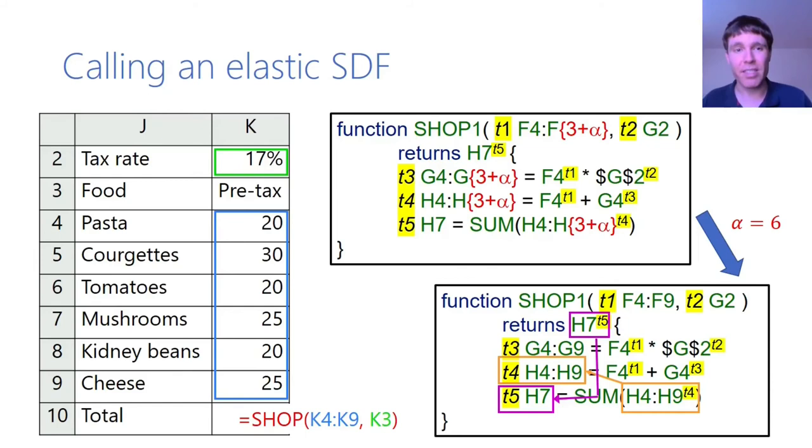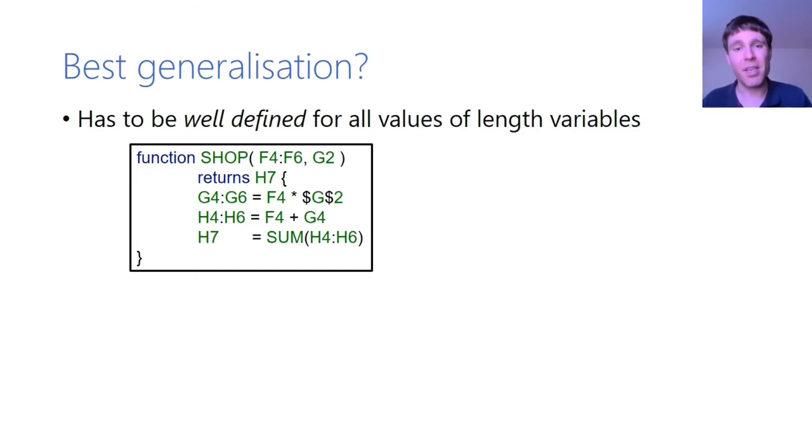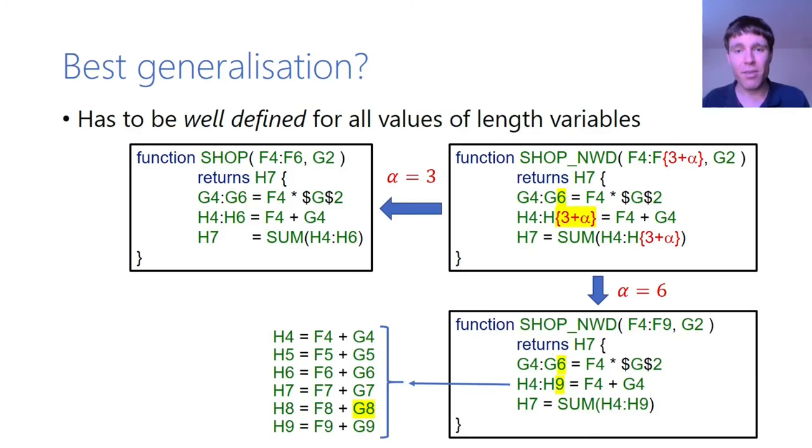The question immediately comes up: is the best generalization of a given SDF always clear? For one thing, we want a generalization that's well-defined, meaning that its references stay in bounds for all values of length variables. For example, if we set the height of the column H tile to alpha, but the height of the column G tile to 3, then when alpha increases, the H tile will be referring to undefined cells below the G tile, so this generalization is not well-defined. From now on, we'll consider only well-defined generalizations.